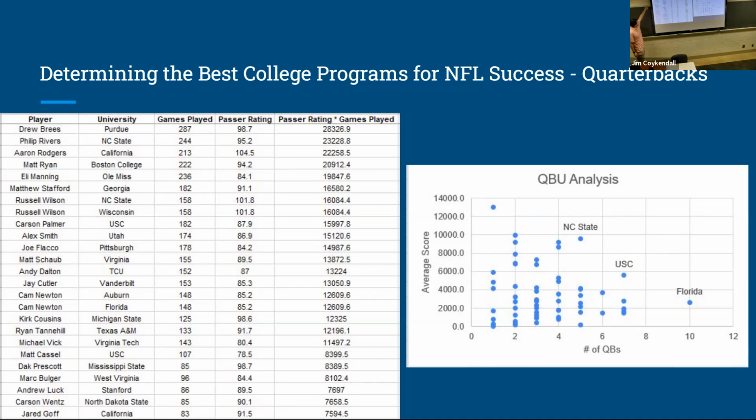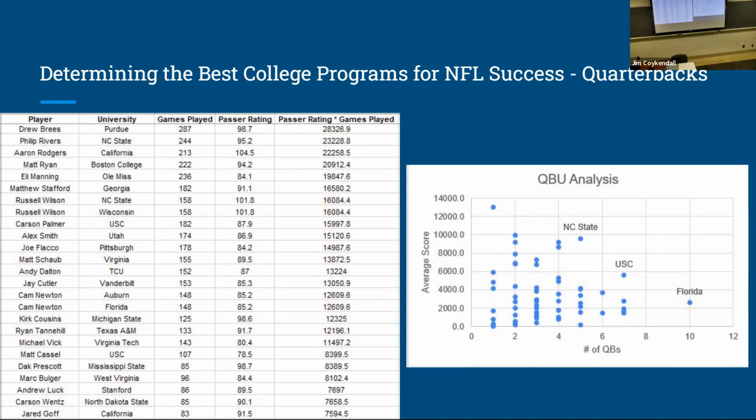Now you'll notice that Russell Wilson and Cam Newton are both on here twice, and that's because they changed colleges during their time in college. Russell Wilson started at NC State, moved to Wisconsin, but NC State deserves credit for his success in the NFL because they had an impact on it. Cam Newton was the same way. He started at Florida, but then there's a reason he committed to Florida. Then he ended up transferring to Auburn and bringing them a national championship.